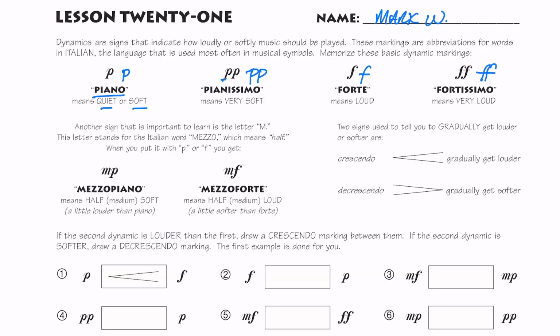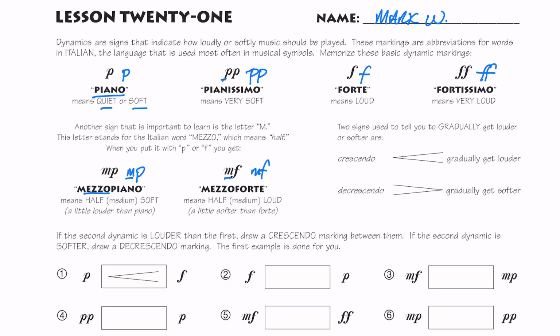Two other dynamic markings are mezzo piano. So this M before the piano means half or medium. So mezzo piano means medium soft. Mezzo forte means medium loud. So basically, P and F are the ones you need to know, and then mezzo is in the middle.